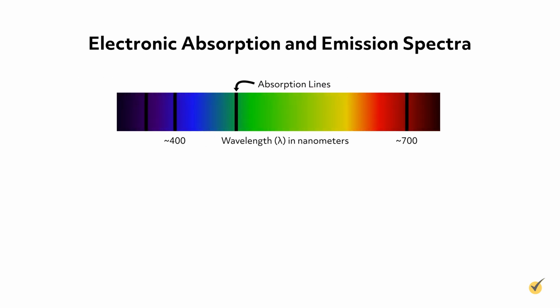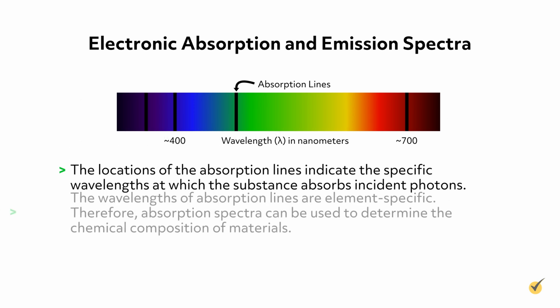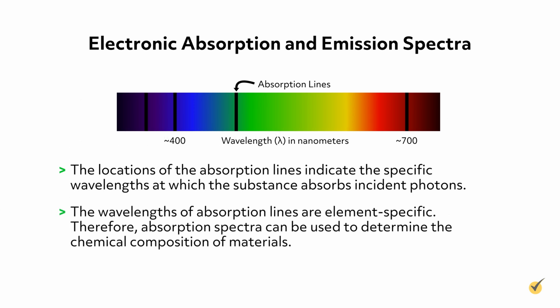This image is an example of an absorption spectrum. The locations of the absorption lines indicate the specific wavelengths at which the substance absorbs incident photons. The wavelengths of absorption lines are element-specific. Therefore, absorption spectra can be used to determine the chemical composition of materials.